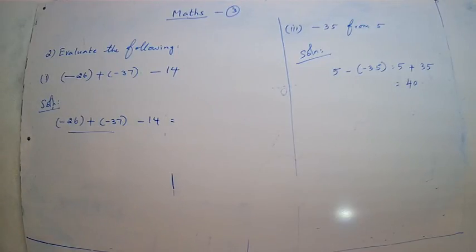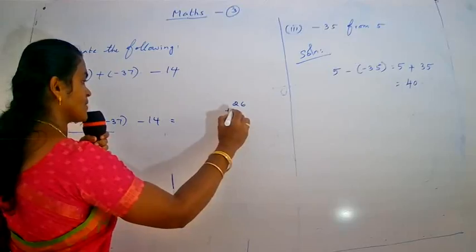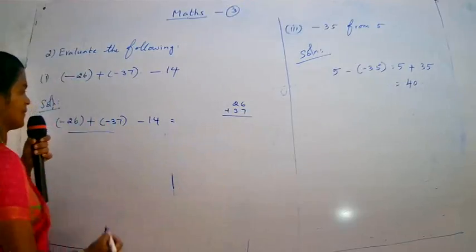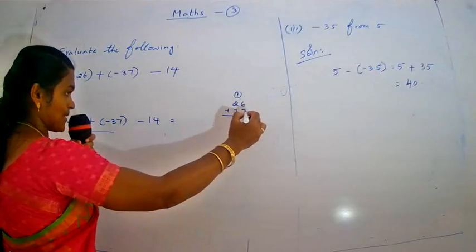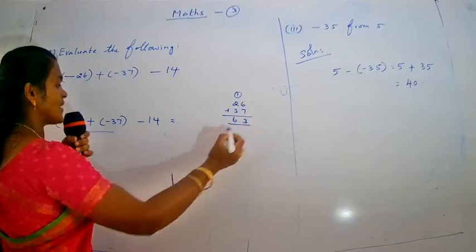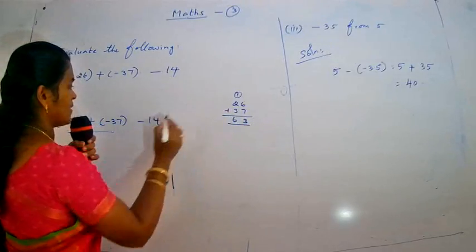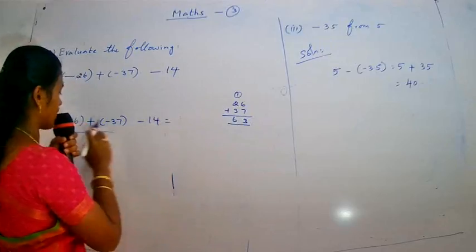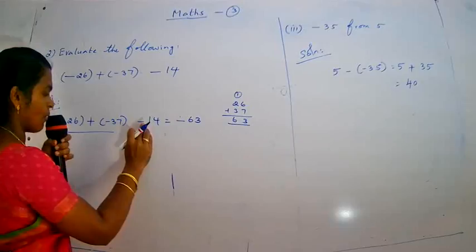Having same signs means we add the values. Yes. So 26 plus 37. What is the answer? 63. Yes or no? 6 plus 7, 13, 3, 1 carry. So your answer is 63. Which sign will come? Minus. Minus 63.